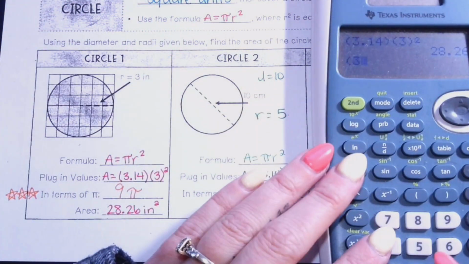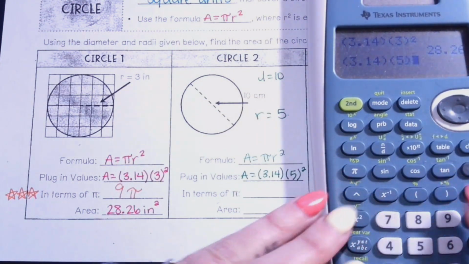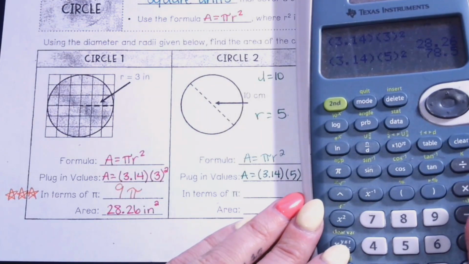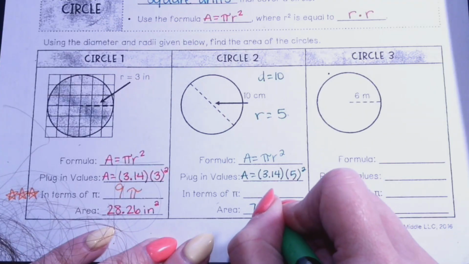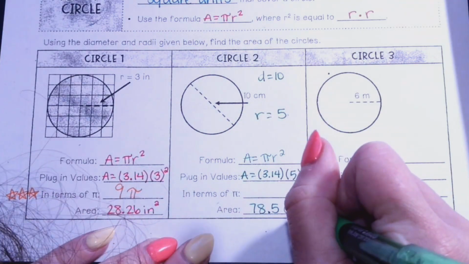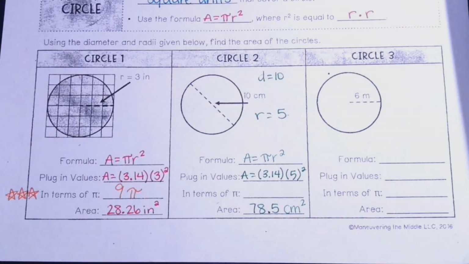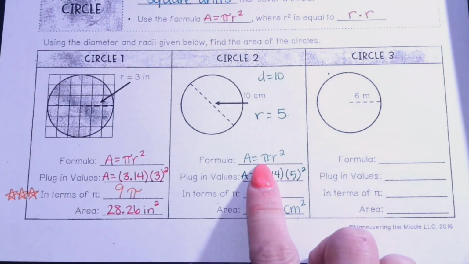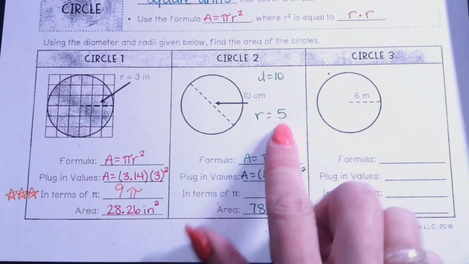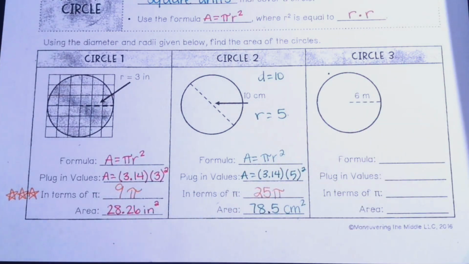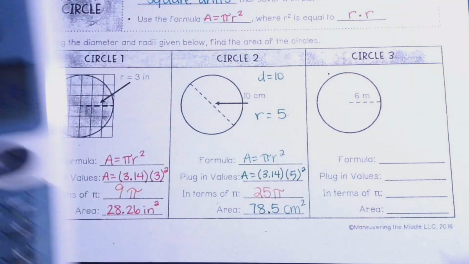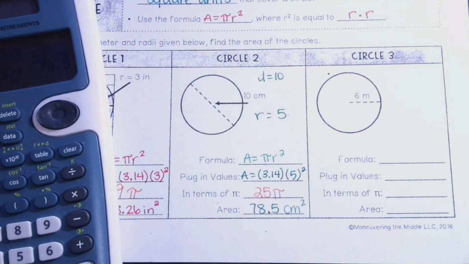Head over to my calculator. 3.14 times 5 squared is 78.5. And that is centimeters squared. And then in terms of pi, r squared, r is 5. 5 squared is 25, so 25 pi. Lovely. Last one. We have for this is marked here.